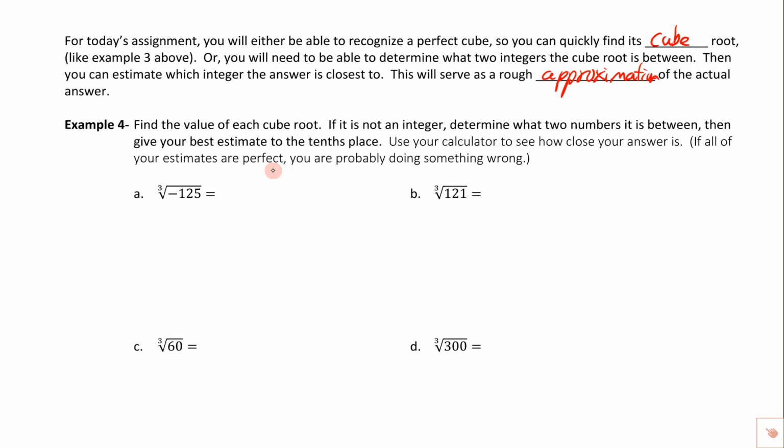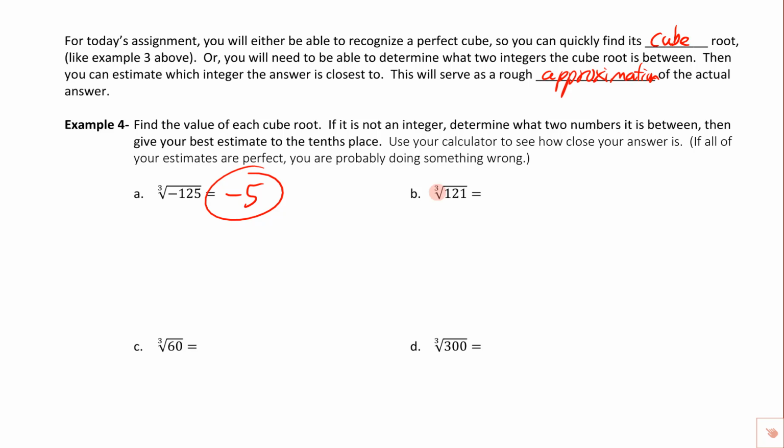So let's take a look at this one right here. I'm hoping that you recognize that one right there because we just did this one up above. Okay, 125 is a perfect cube, and the fact that it's negative means the answer is going to be negative, and 125 is a perfect cube of 5. So there's our answer right there. So on that one, there's no estimate. That is the exact answer.